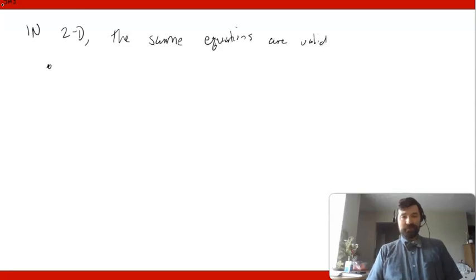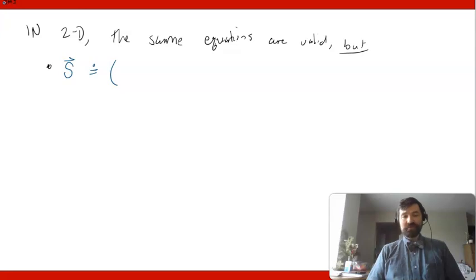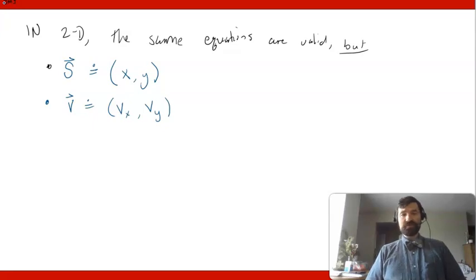Well, in some sense, what that means is s might now be represented as (x, y). Or in other words, there's an x equation and there's a y equation. v would now be represented by (vx, vy). And of course these representations are in Cartesian, ergo why I'm using parentheses here. Acceleration might be represented by (ax, ay).